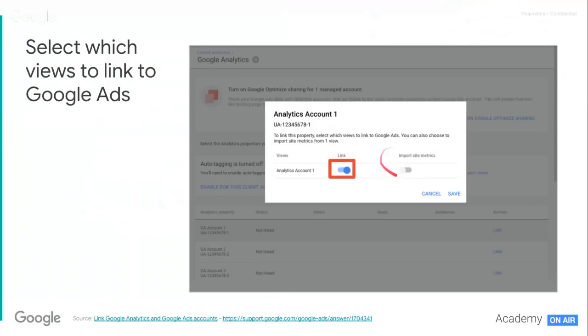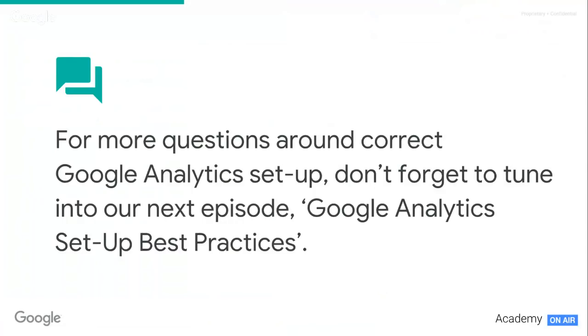You see here, there's also import site metrics. We usually recommend to activate that as well, because it will give you additional columns and additional information, for example, on bounce rate, pages per session, and session duration for your campaigns. So that's worthwhile to do as well. Now, we understand that some of you may not work as much with Google Analytics. However, in our next Academy on Air episode, we'll have one on best practice setup around Google Analytics. So to see how to set up best properties and views, how to do your tracking correctly, how to ensure that your traffic is properly categorized, and then again, properly linked to Google Ads.